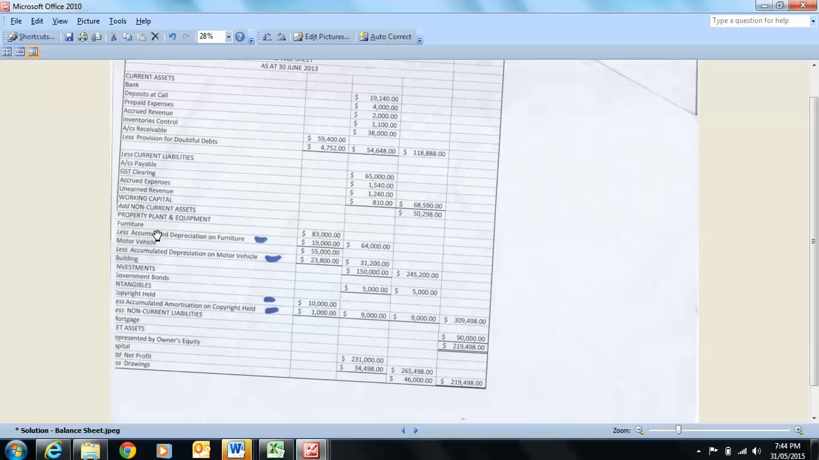And then we've got the non-current assets. So we've got our furniture less our depreciation so far, our motor vehicles less our now 2 years depreciation. There's a year before this account and this account. The copyright is in at $1,000, but then we've got some amortization which reduces it to $9,000. So that's what we're doing with our balance sheet there. And feel free, if you want to have a bit more of a look at it, pause it now and have a look at that.